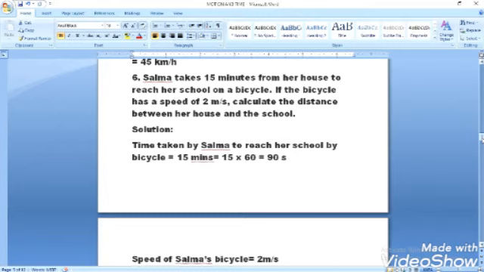Next question, sixth one. Selma takes 15 minutes from her house to reach her school on a bicycle. If the bicycle has a speed of 2 meters per second, calculate the distance between her house and the school. So here we can find out the distance, time and also the speed is given. So time taken by Selma to reach her school by bicycle is 15 minutes. So we can convert it into seconds by multiplying with 60. 15 into 60 is equal to 90 seconds.